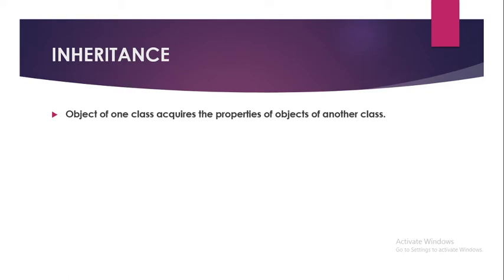So instead of modifying the same class, what can I do? I can create a new class from an existing one, and the new class object can acquire properties of its own plus properties of its base class. So it is said that objects of one class acquire properties of objects of another class. We will see with an example also.